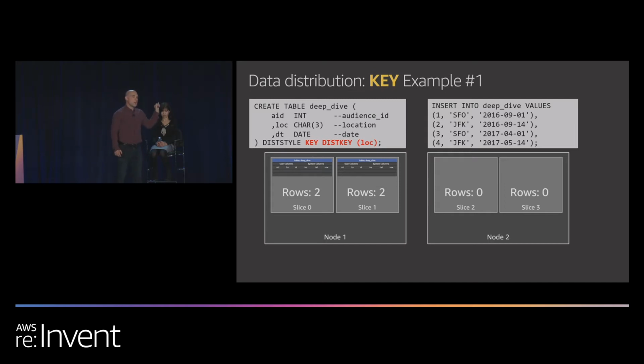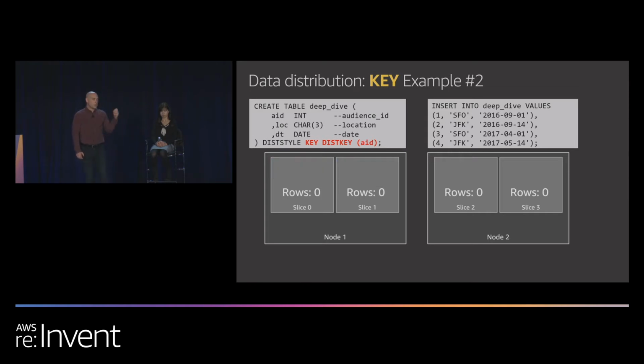So this is an example of a bad distribution key. The reason why is that if you were to execute a query against this particular cluster, node 1 would do all of the work and node 2 would do none of the work. That second node is essentially being wasted. So we don't want to pick a key that has duplicate values like that.